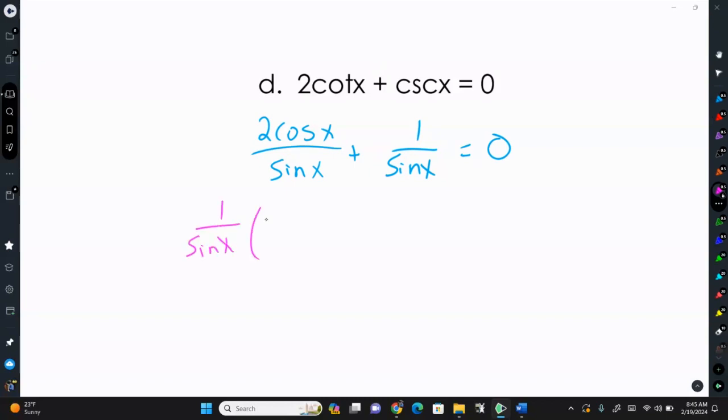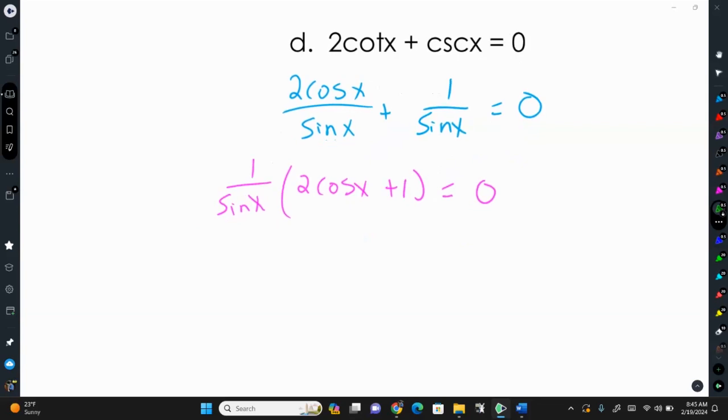And then that will leave us with 2 cosine x plus 1 equals 0. And again, if you ever are unsure about how you can factor a GCF, if I were to multiply this back in, I would get what I had in light blue. So this is something else that we kind of did with partial fraction decomposition, where we factored out a fraction. So this is an extension of that.